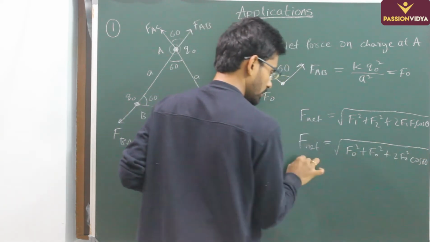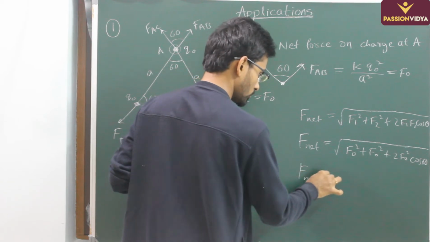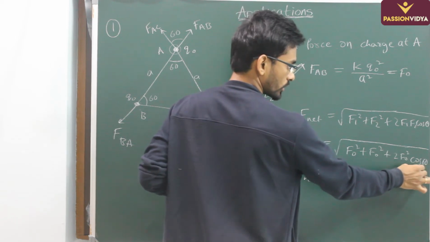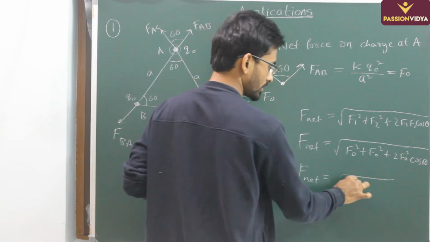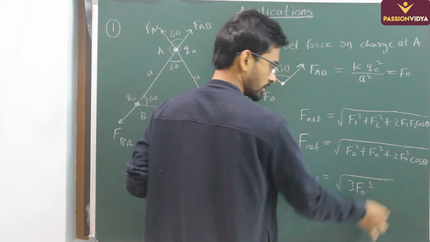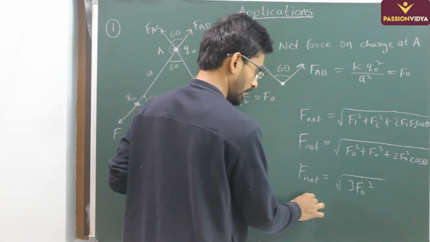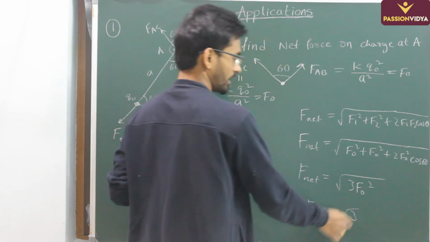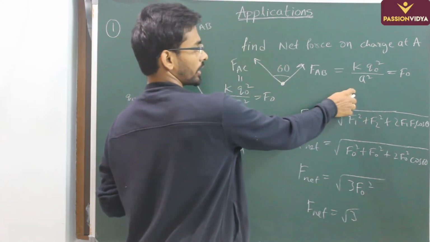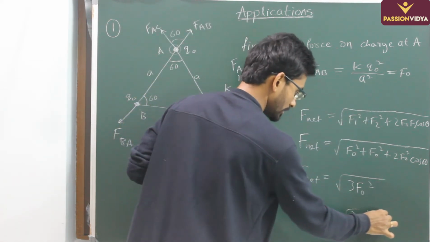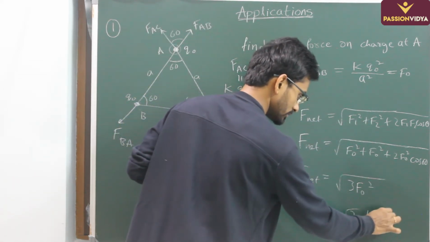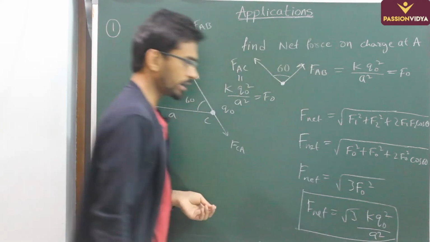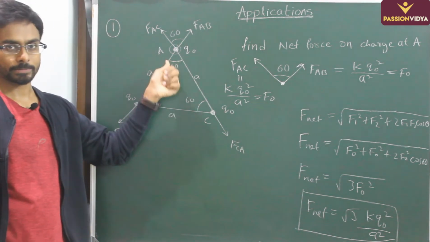So we can substitute here. We'll get F net is equal to under root of F0 square plus F0 square plus, cos 60 is 1 by 2, so here 1 by 2 and 2 get cancelled. So we'll get 3 F0 square. So from here you will get F net is equal to root 3 into F0, where F0 is K into Q0 square by A square. So this is how to find the net force acting on the charge at point A.